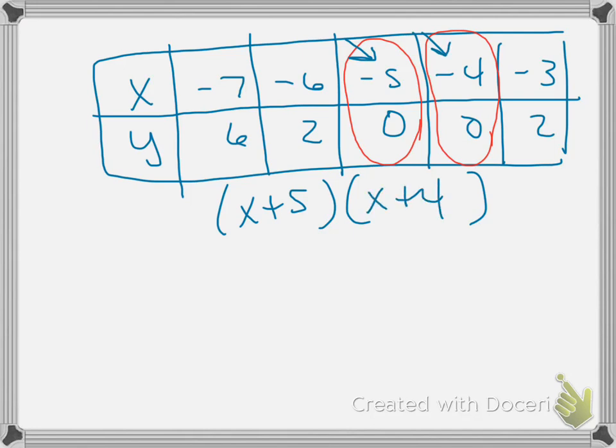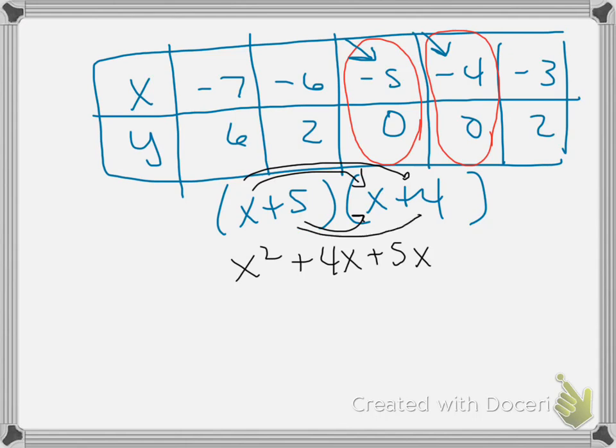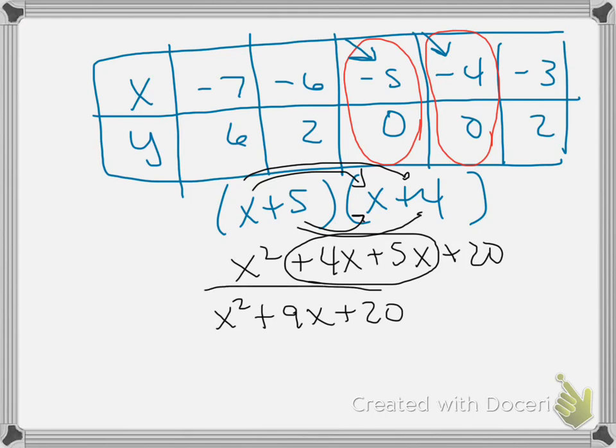So there you go. Now I can do the distributive property. X times x is x squared. X times positive 4 is 4x. 5 times x is 5x. And then 5 times 4 is 20. I get to combine the like terms in the middle. So it's x squared plus 9x plus 20. And this is my quadratic equation for the table above.